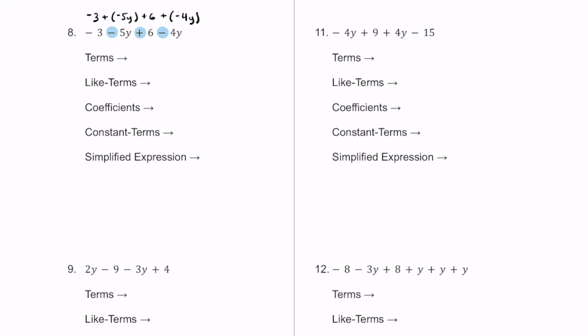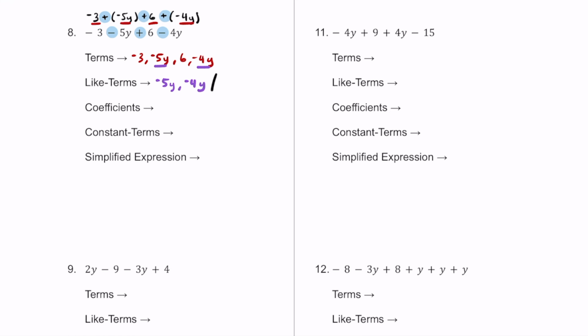Okay, so what are our terms here? We have plus, plus, and plus. So now that we have all plus signs, we can see we have terms, we have 4 of them that are separated by the plus sign. So we have negative 3, negative 5y, positive 6, and negative 4y. Those are our terms. Now, which ones are like each other? Well, this negative 5y and negative 4y, those are like each other. And what else are like each other here?